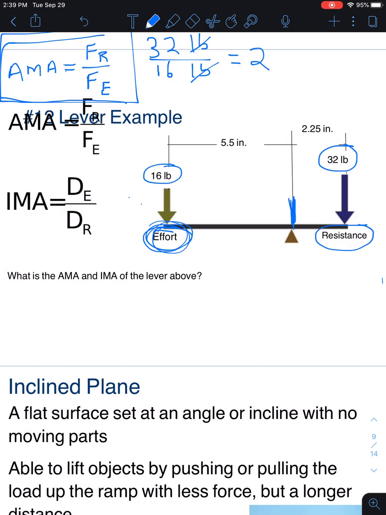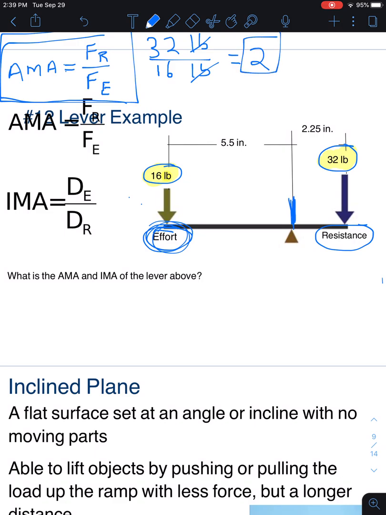And again, I want to emphasize that when we're talking about actual mechanical advantage, we're always comparing forces. In this case, the forces are measured for you in pounds. Sometimes they're measured in kilograms. The actual unit of force is newtons. So you could have pounds, kilograms, or newtons. But we have the AMA as 2.